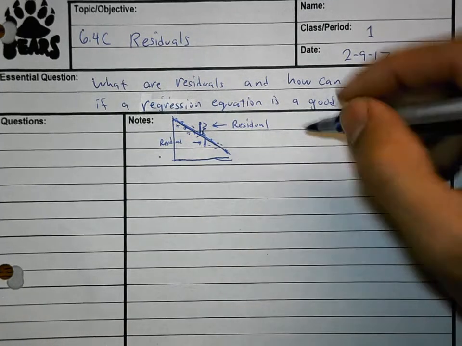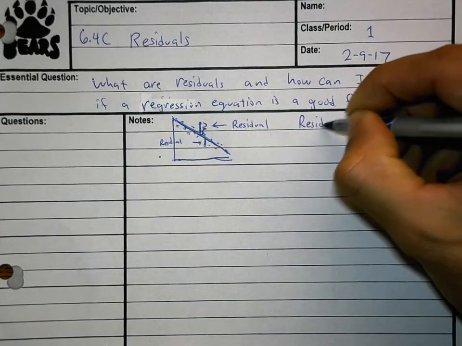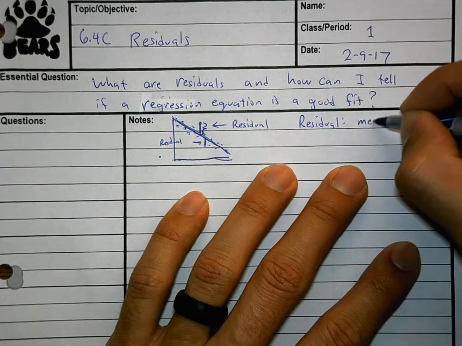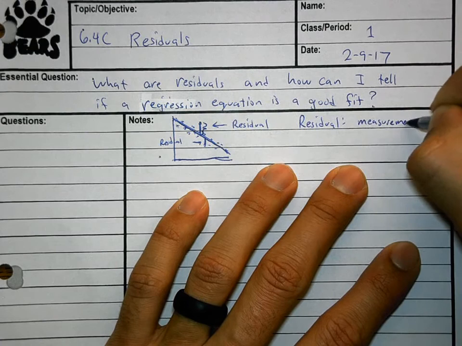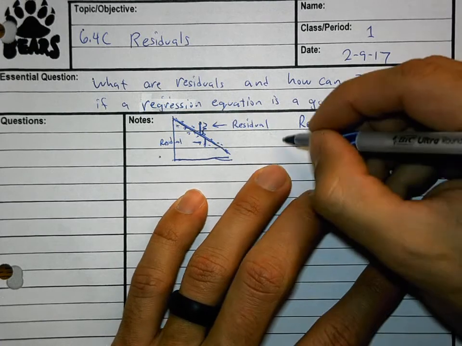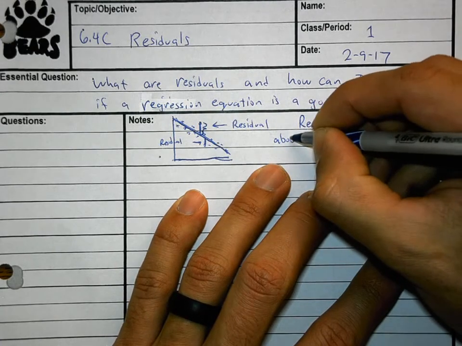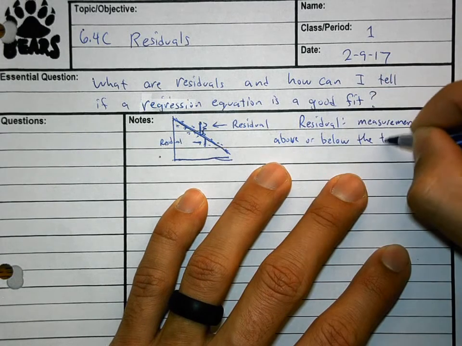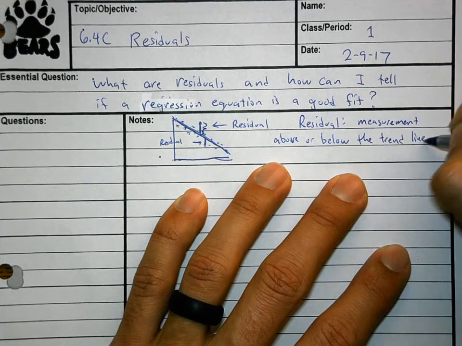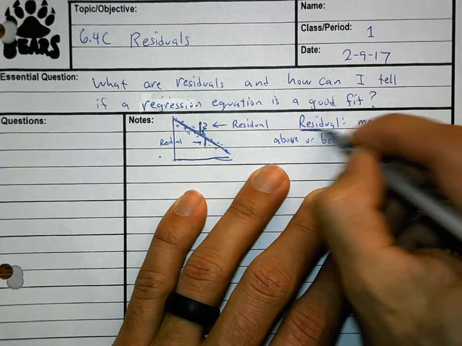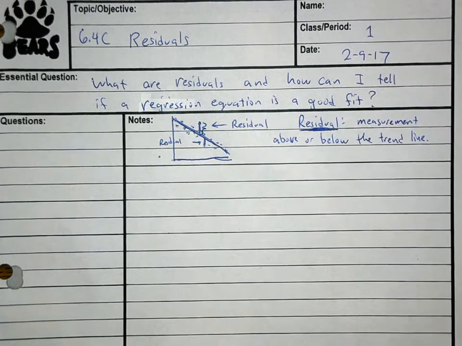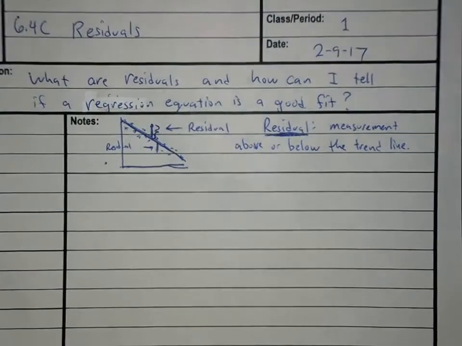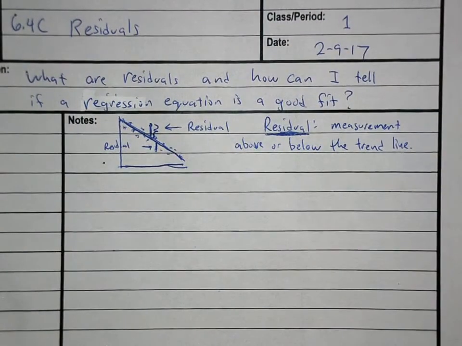If we were to write down what a residual is, this is what I would write down. Residual: it is the measurement above or below the trend line. I'm going to underline residual because I'm defining it for you. The residual is the measurement above or below the trend line.